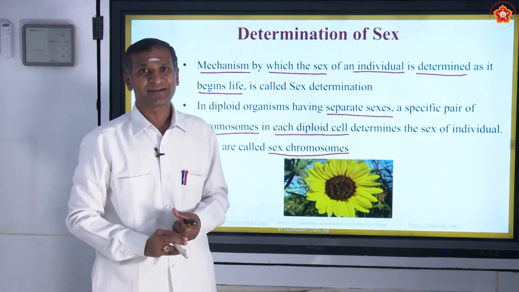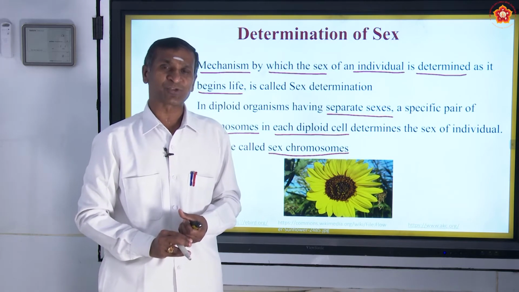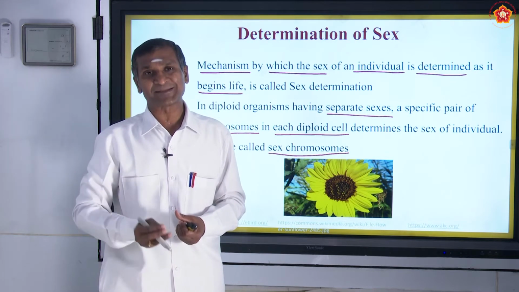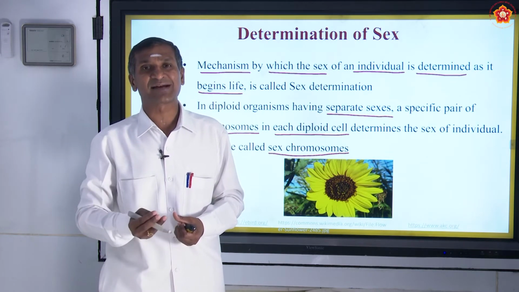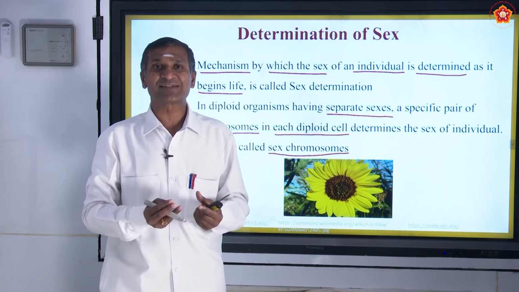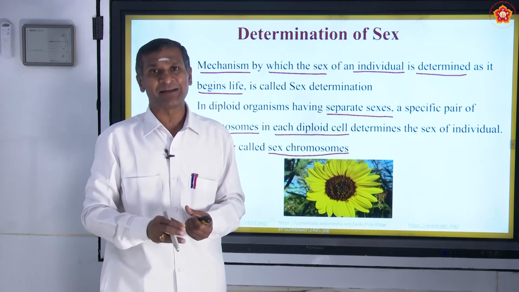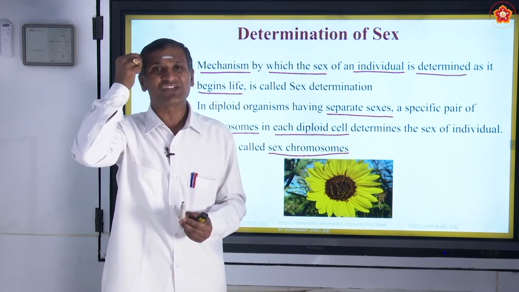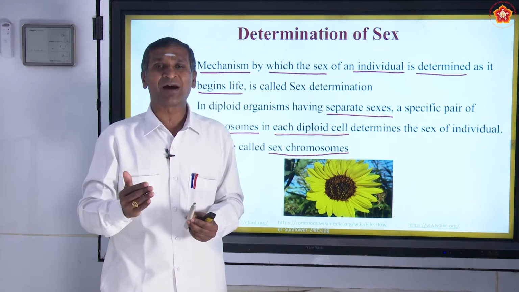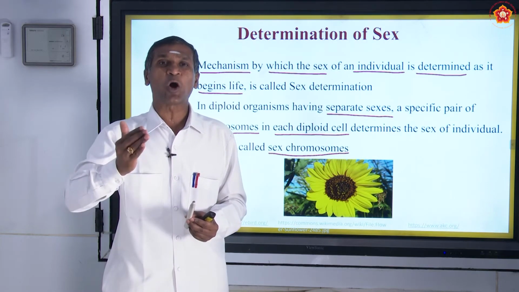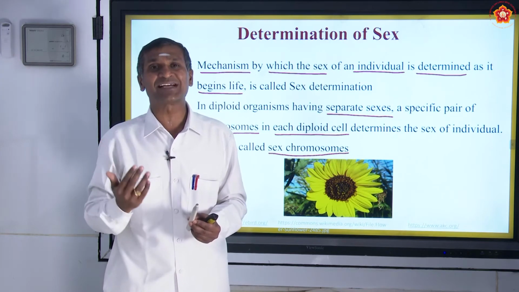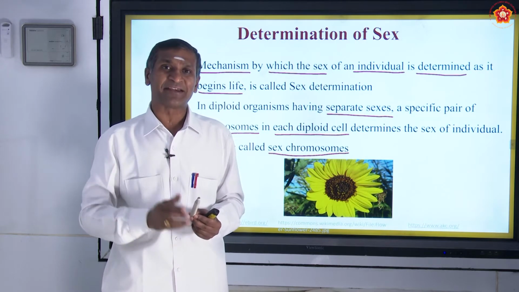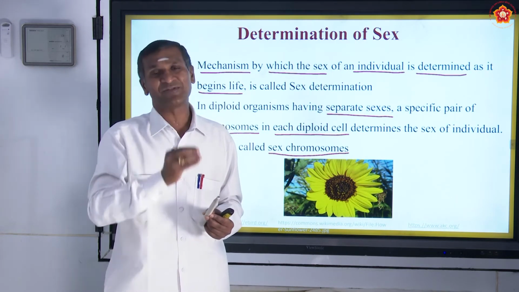Dear students, we have two sets of chromosomes: autosomes and sex chromosomes. Autosomes determine physical appearances such as color of the eyeball, color of the skin, shape of the nail, shape of the ear pinna, color of the hair, shape of the hair. They all are chromosomes, no doubt, but they are autosomes which determine the physical character transfer. Only one pair of sex chromosomes is there which is going to determine the sex of an individual.